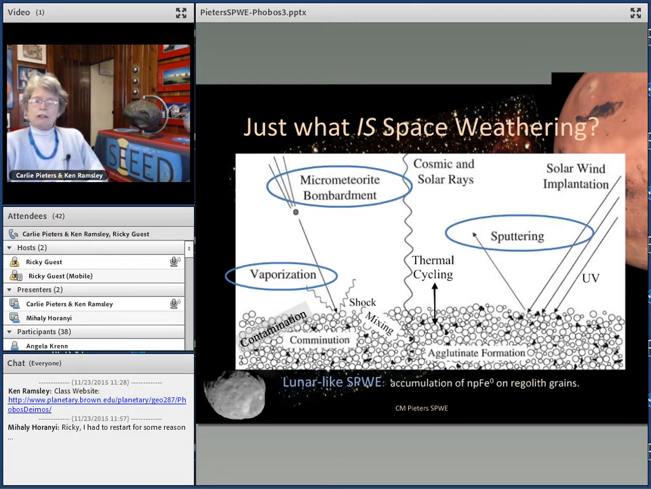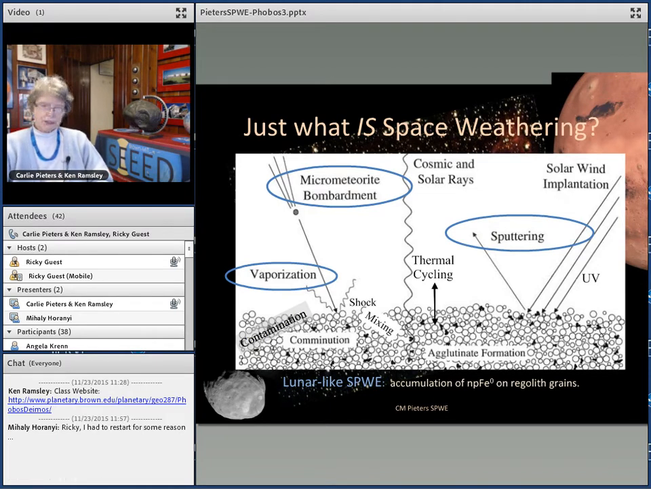Now, for lunar-like space weathering, I'll go through this briefly and give you a summary of it. The principal processes involve micrometeorite bombardment, which includes a little bit of vaporization and deposition of the products, as well as solar wind sputtering. Either of these processes can produce what's called nanophase metallic iron, coating the individual grains of the regolith, and we'll look at that as one of the classic forms of space weathering that we understand now from the lunar environment.